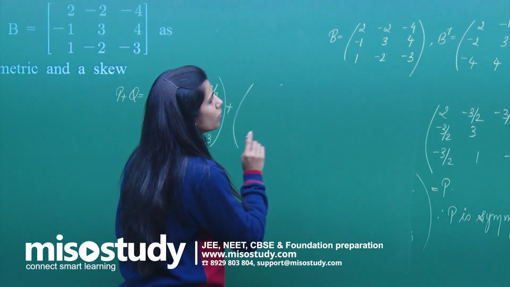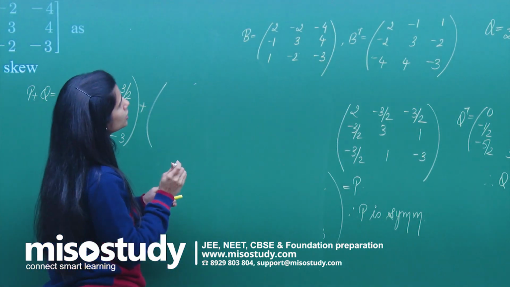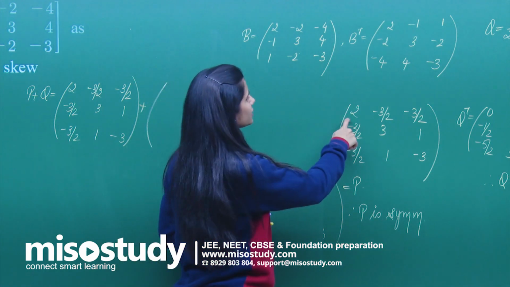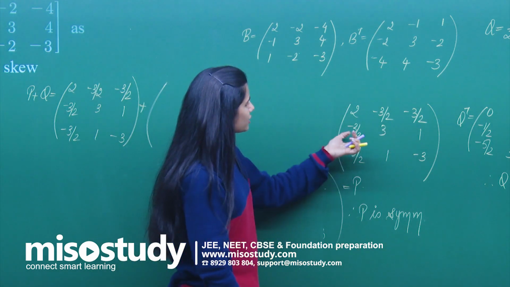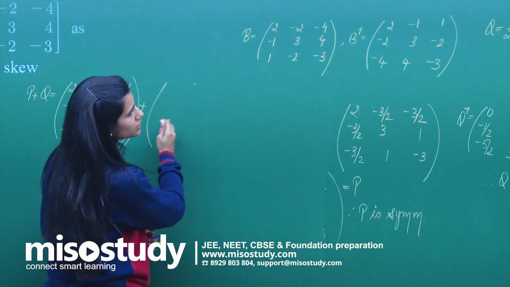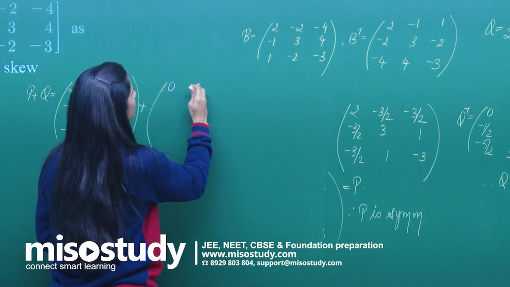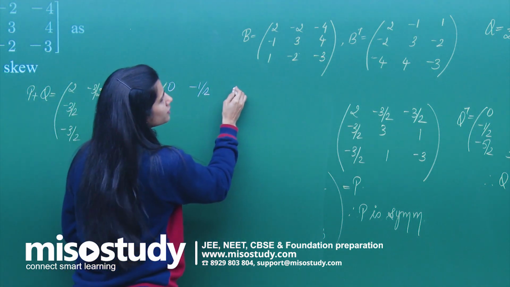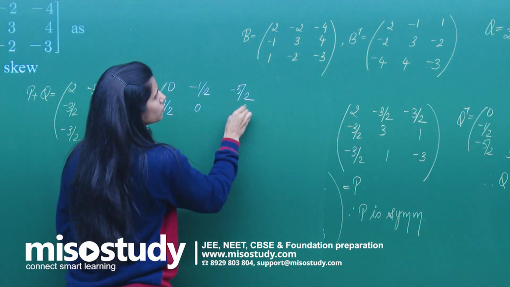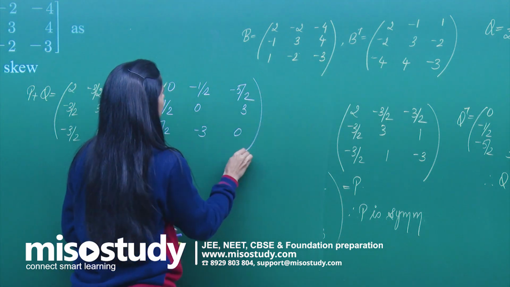Q is 0, minus half, minus 5 by 2. So basically when I did half of this, what did I get? 2, minus 3 by 2, minus 3 by 2. This is it. So I got my P, then Q is what? Q is 0. Then there is minus half, minus 5 by 2, 1 by 2, 0, 3, 5 by 2, minus 3, 0.